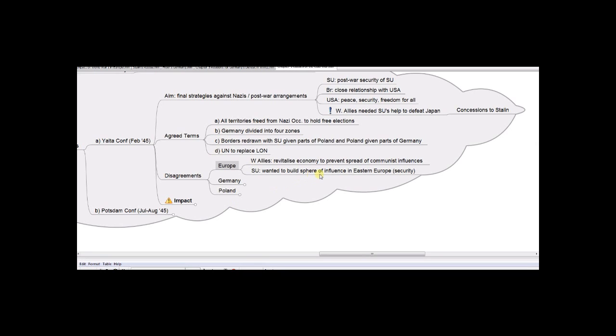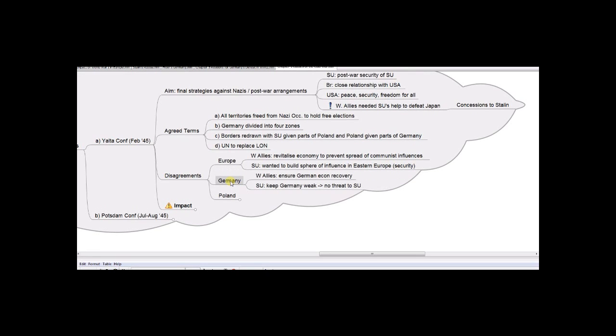The Soviet Union, on the other hand, wanted to build a sphere of influence in Eastern Europe, so essentially to establish governments very similar to the one that they have in the USSR, in Eastern Europe itself, and have a very strong influence over these governments, these countries in Eastern Europe, in order to ensure that they would serve to meet the security needs of the Soviet Union. We'll look at what this meant later on when we look at the map.